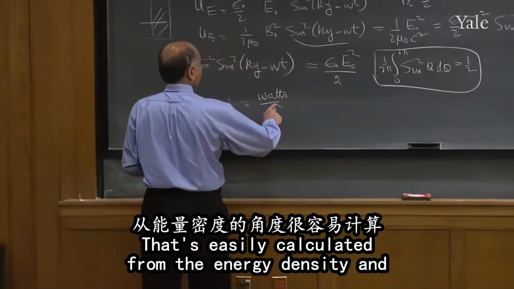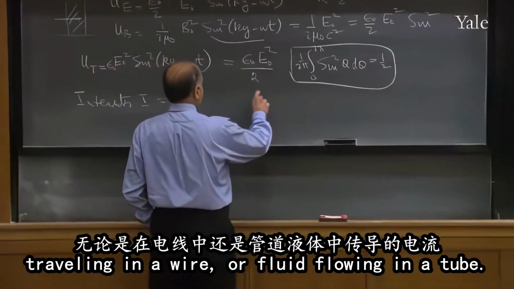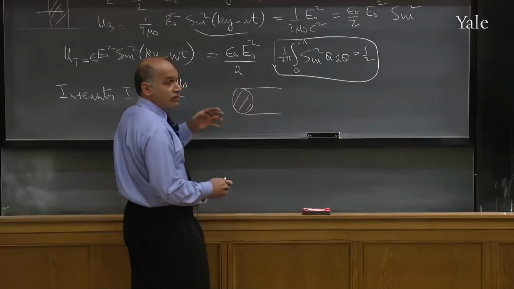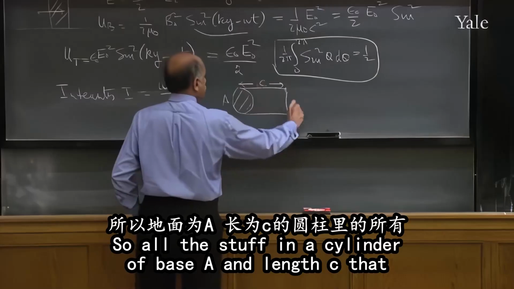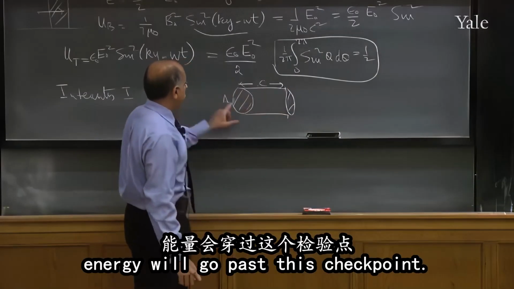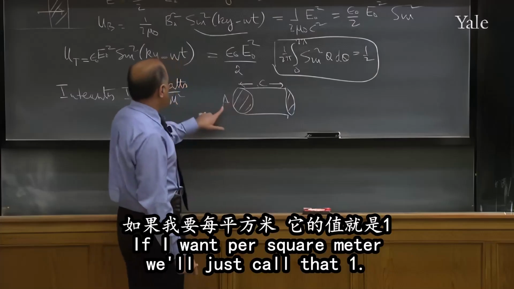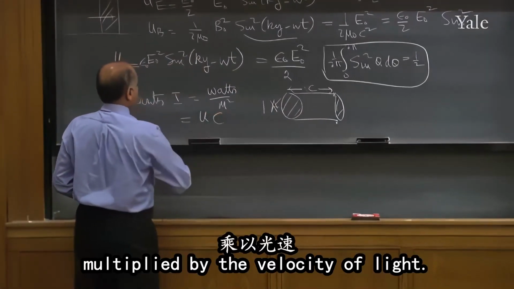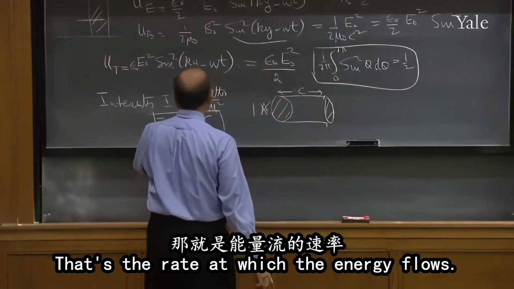That's easily calculated from the energy density, and I'll give you the reason. It's identical to the reasoning for currents traveling in a wire or fluid flowing in a tube. Suppose you take a region, a cylindrical cross-section through which electromagnetic waves are traveling. This is cross-section A, and I wait 1 second, it'll go distance c. So all the stuff in a cylinder of base A and length c, that energy will go past this checkpoint. Can you see that? It's like toothpaste. You squeeze the toothpaste, these guys get passed in 1 second. If I want per square meter, well, just call that 1. Therefore, the intensity is simply the energy density multiplied by the velocity of light. That's the rate at which the energy flows.